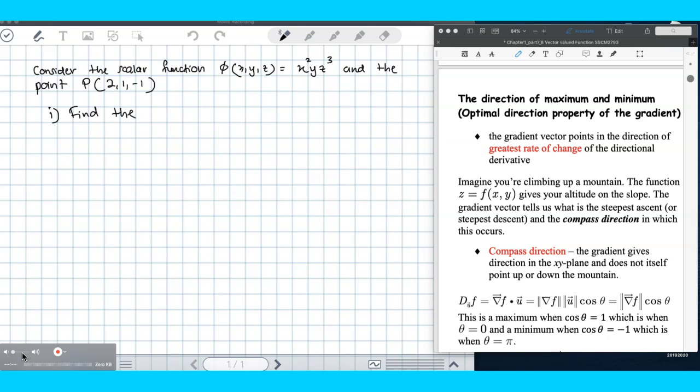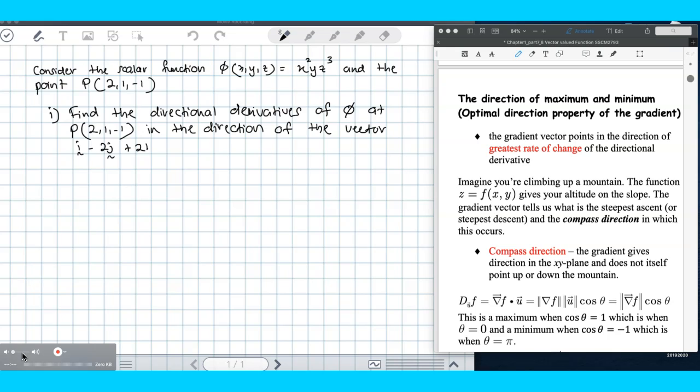the directional derivative of the function phi at the given point 2, 1, minus 1 in the direction of the vector i minus 2j plus 2k. Okay, so you have to find the directional derivative of the given scalar function at the point 2, 1, minus 1 in the direction given. So your vector here is not a unit vector yet, so you have to find it.